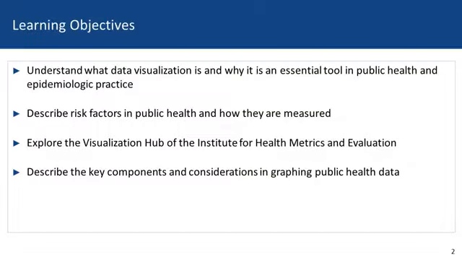The learning objectives for this course are as follows: to understand what data visualization is and why it is an essential tool in public health and epidemiologic practice, to describe risk factors in public health and how they are measured, to explore the visualization hub of organizations such as the Institute for Health Metrics and Evaluation, and to describe the key components and considerations in graphing public health data.